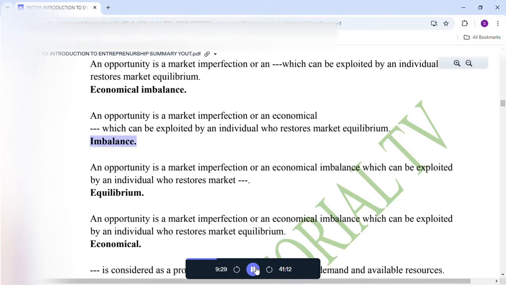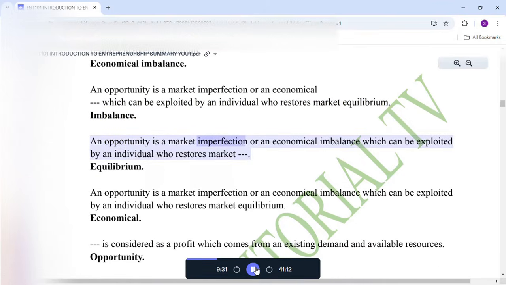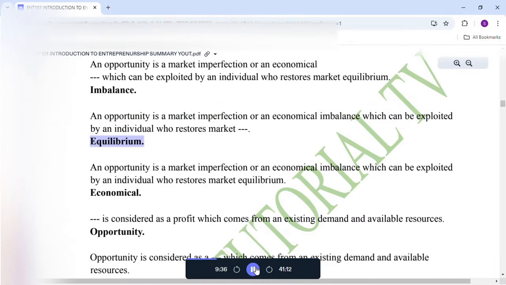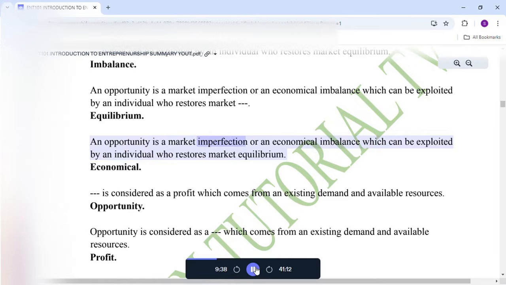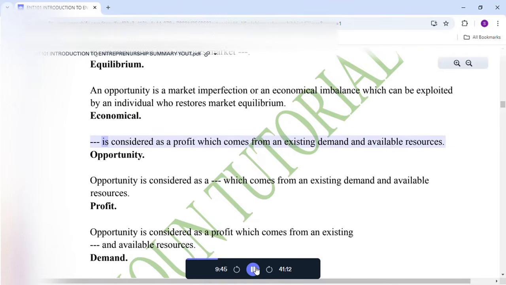An opportunity is a market imperfection or an economic imbalance which can be exploited by an individual who restores market equilibrium. An opportunity is considered as a profit which comes from an existing demand and available resources.